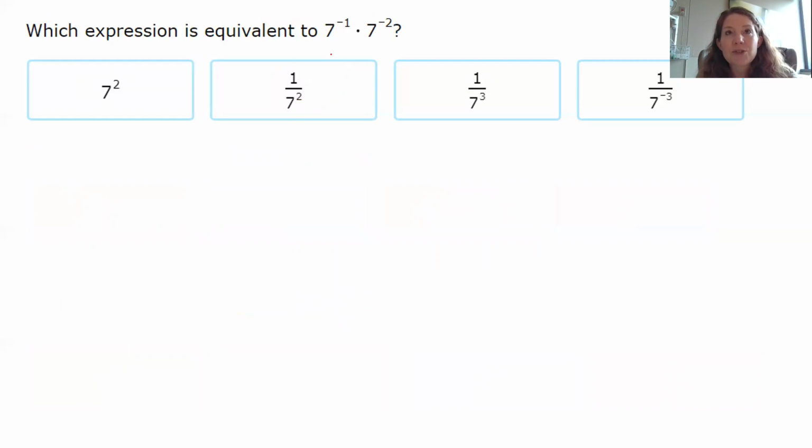All right, here we have two numbers that have the same base being multiplied. So the rule is we're going to add those exponents. So -1 plus -2 is -3. So my answer is 7 to the -3rd. Well, when I look, that's not a choice. This is not 7 to the -3rd. That is not equivalent. But if I want to make that exponent positive, I'm going to take that 7, drop it down to the denominator. My 3 becomes a positive number, and I see that that is the best answer.